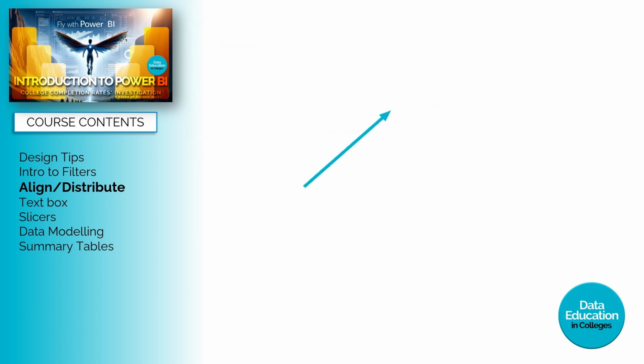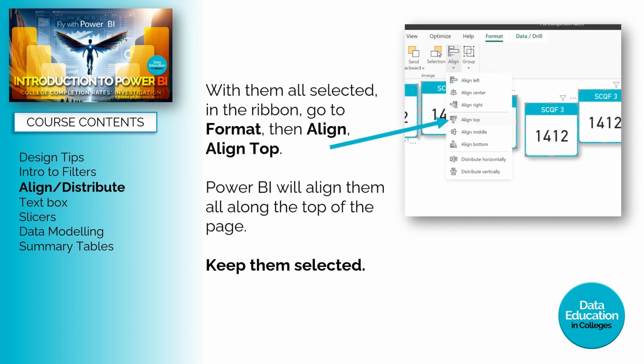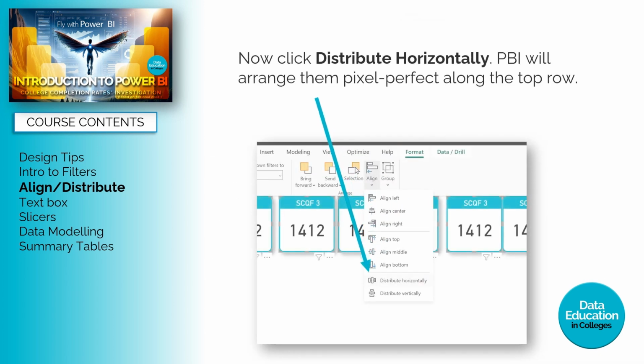Then go up to Format in the ribbon, find align and then align top, but keep them selected. While you're there, go in and also distribute horizontally. Power BI will arrange them pixel perfect all the way along the top row. It's a great wee trick, this.